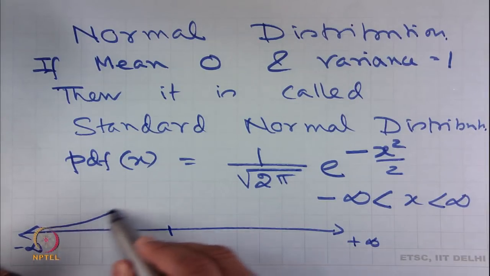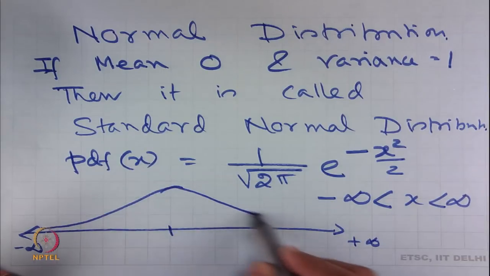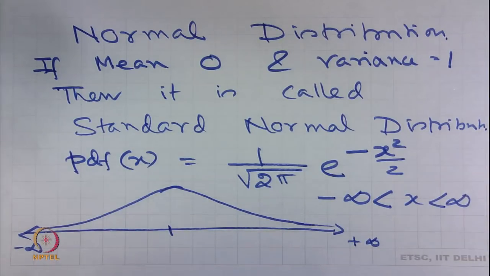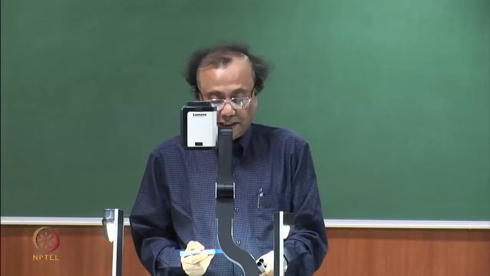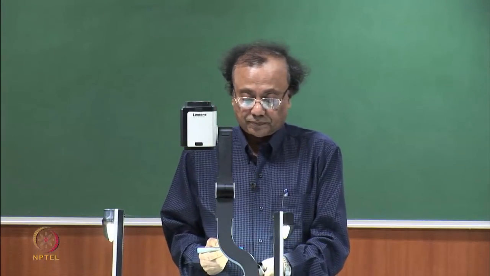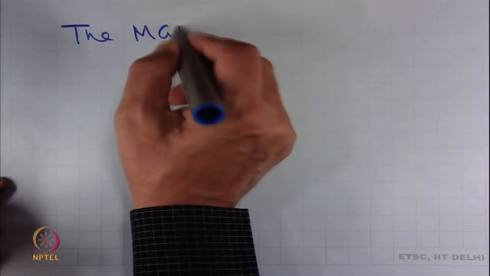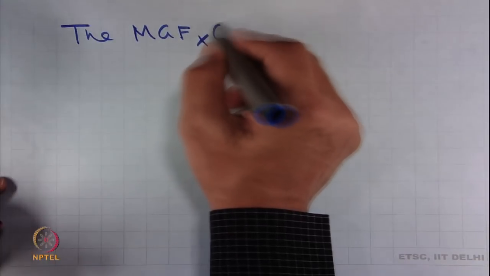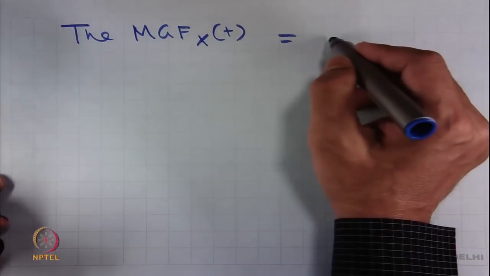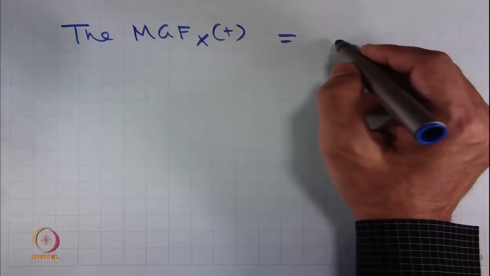Many of you are familiar with a curve of this type, which typically is used for the standard normal. The MGF of x at t is equal to e to the power t square by 2.